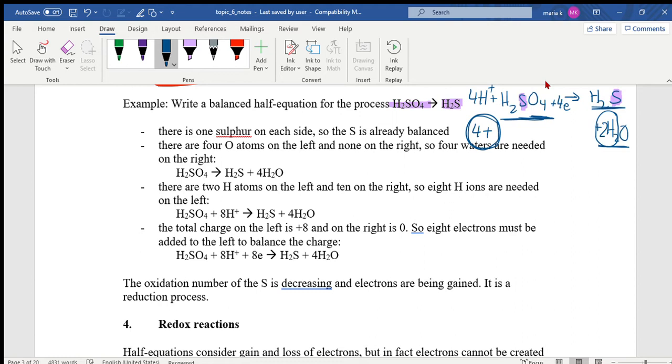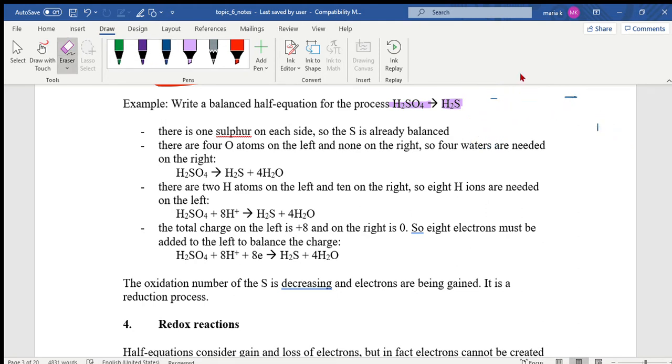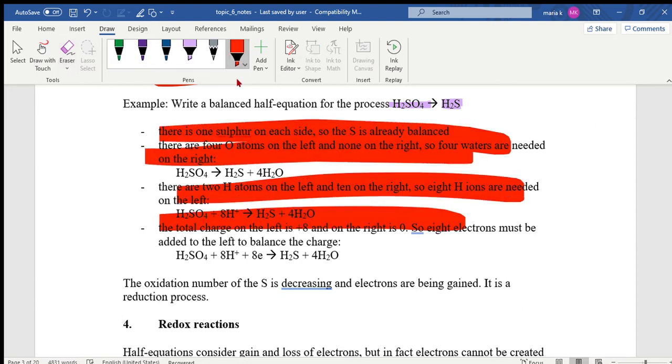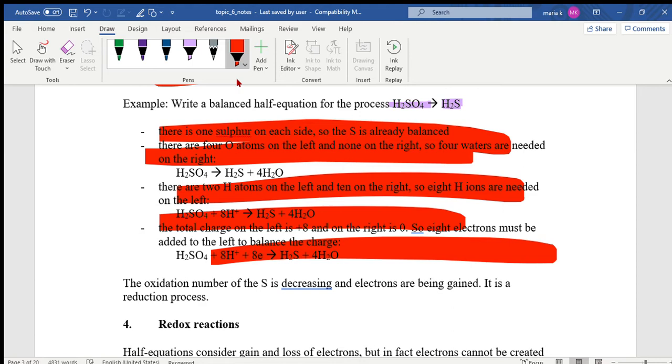Seems as though there's a problem. 4 H2O. 4. I see why. Okay, so yeah, I understand why, so we don't need to do that. But do read through this if you're watching this video for revision.